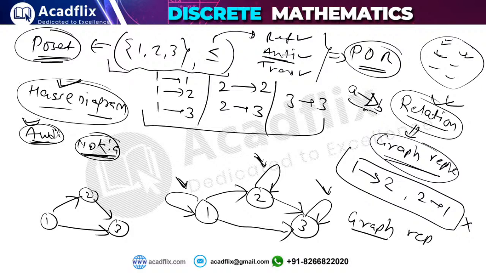Means maybe A is related to B, but B cannot be related to A. So because of the antisymmetric property, you can only go in one direction. For example, maybe 1 is related to 2, but 2 is not related to 1. So you can go in this direction. So far we have this diagram.